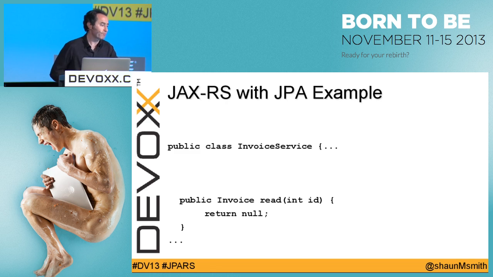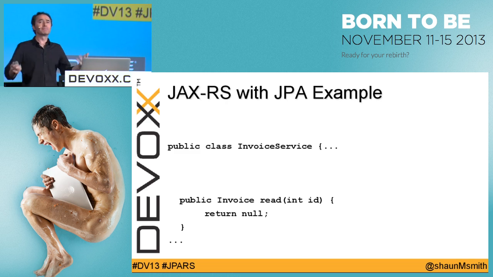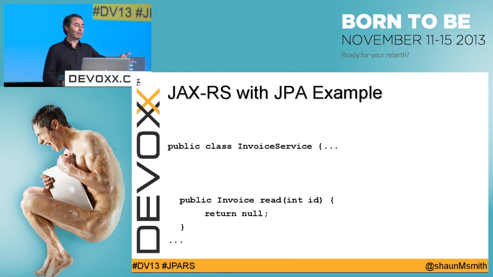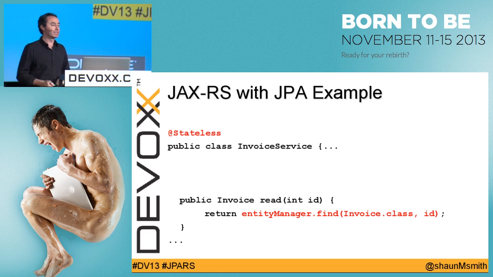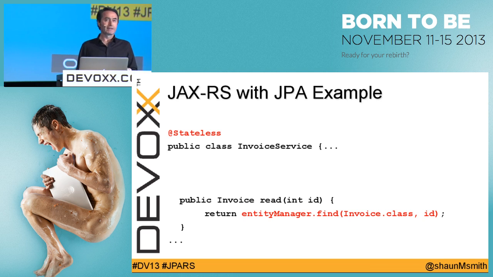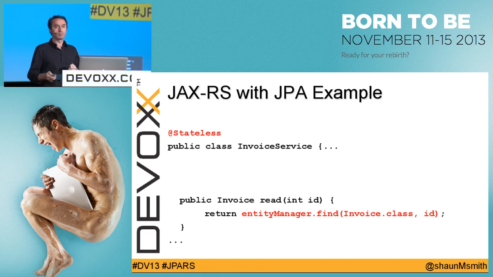If you were doing JPA, right? So I have some bean to get invoices. You can read an invoice. I've stubbed it out here with a null, and my signature is I'm going to read an invoice for a given ID. Let's say it's a stateless session bean, and I have some injection going on, so I'm going to inject the entity manager. So this is my JPA part, right? JPA find for an invoice with an ID.